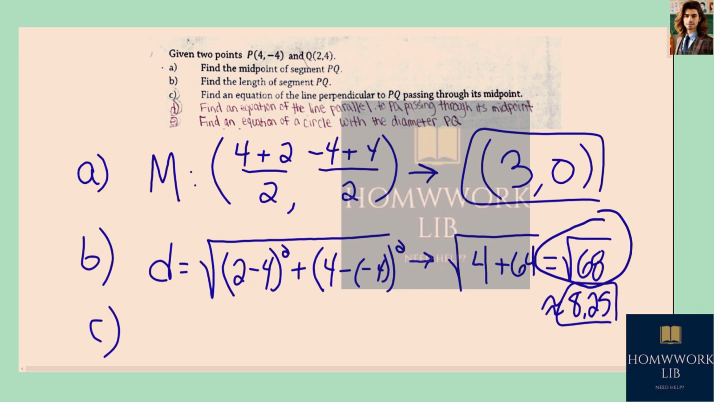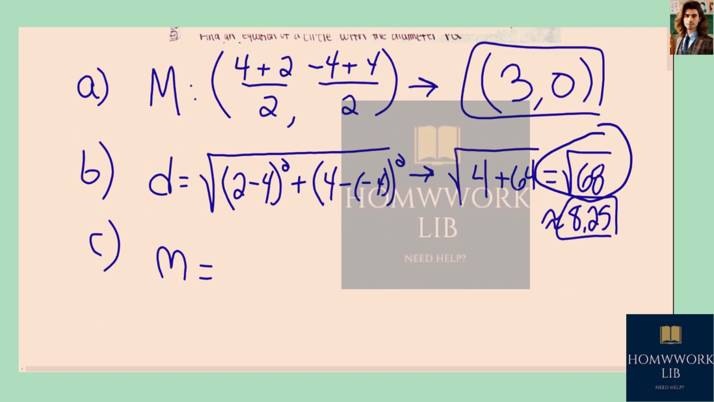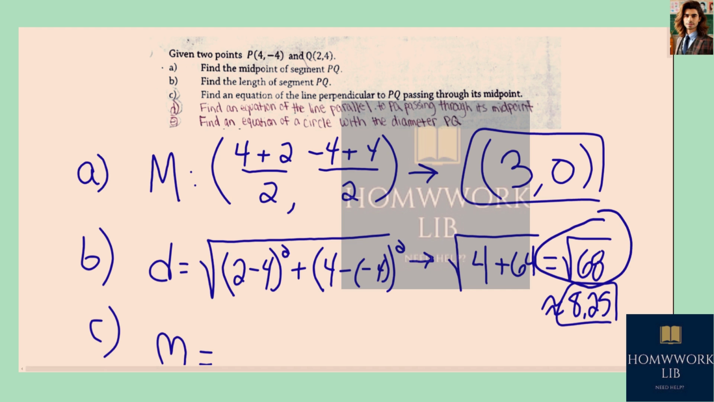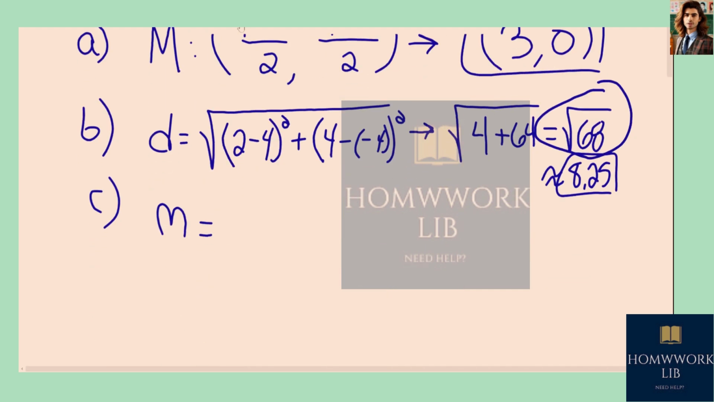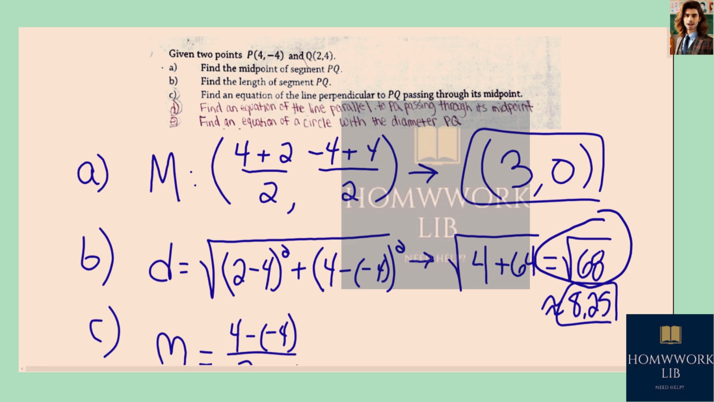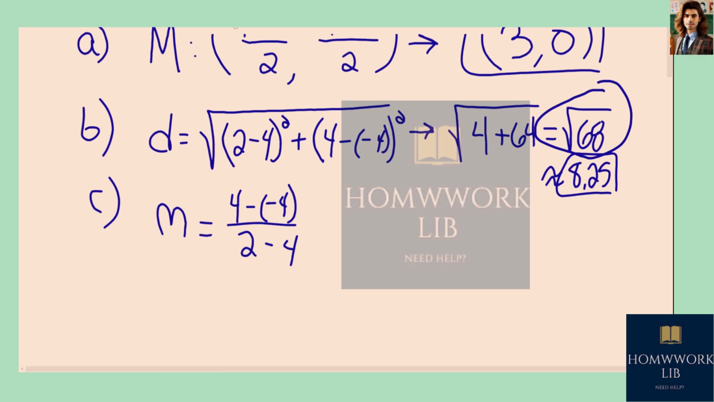C, you want an equation of a line that's perpendicular. So we need the slope. The slope is y2 minus y1, so that would be 4 minus negative 4 over x2 minus x1, which is 2 minus 4. So 4 minus negative 4 is 4 plus 4, 8, and 2 minus 4 is negative 2. 8 over negative 2 is negative 4, the slope of the segment.